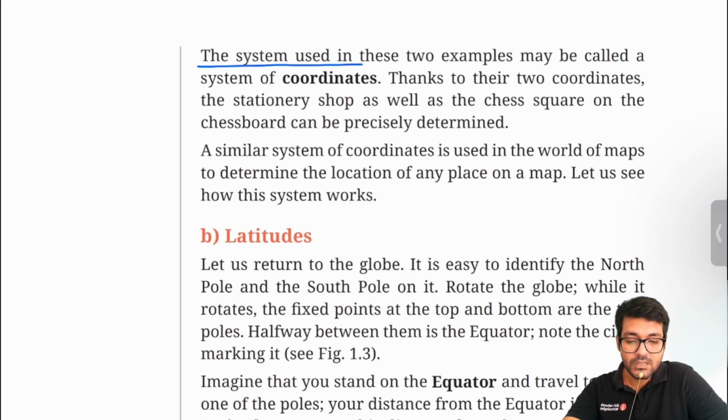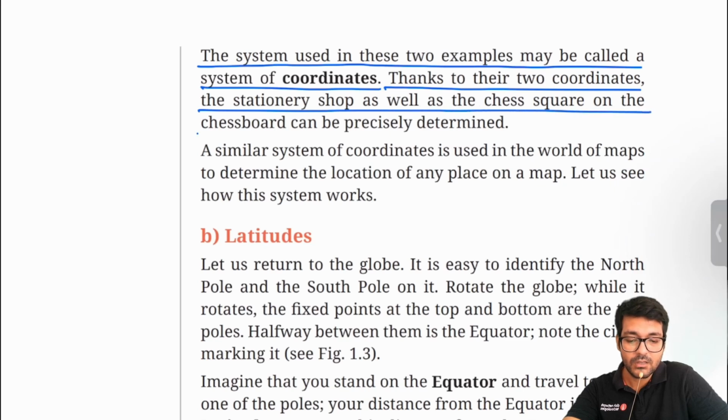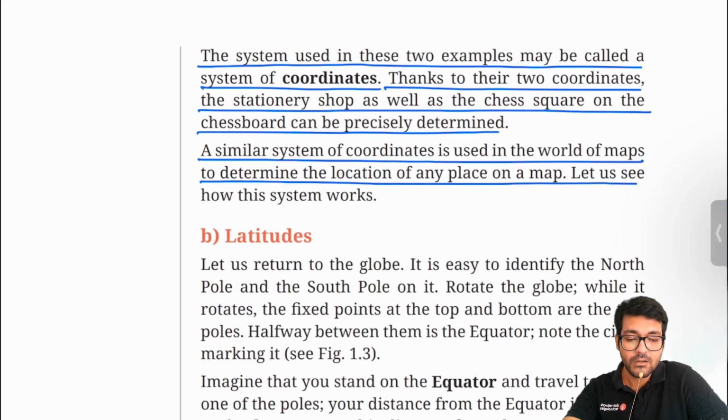The system used in these two examples may be called a system of coordinates. Thanks to their two coordinates, the stationery shop as well as the chess square on the chessboard can be precisely determined. A similar system of coordinates is used in the world of maps to determine the location of any place on a map. Let us see how this system works.